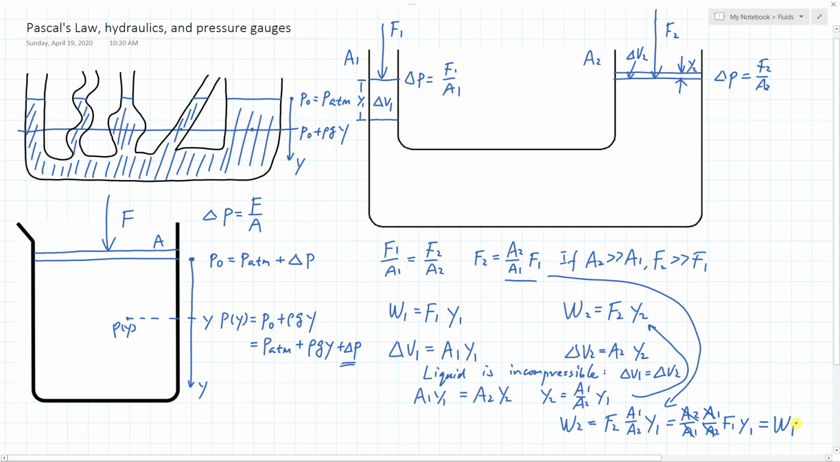So the work does not get amplified. We still have energy conservation. Even if there's no friction, we're not amplifying energy. We're amplifying forces. So if we cannot apply a large enough force, we can use this to apply a large enough force, except that we have to do more displacement in order for that large force to do the same amount of work as we do with a smaller force.